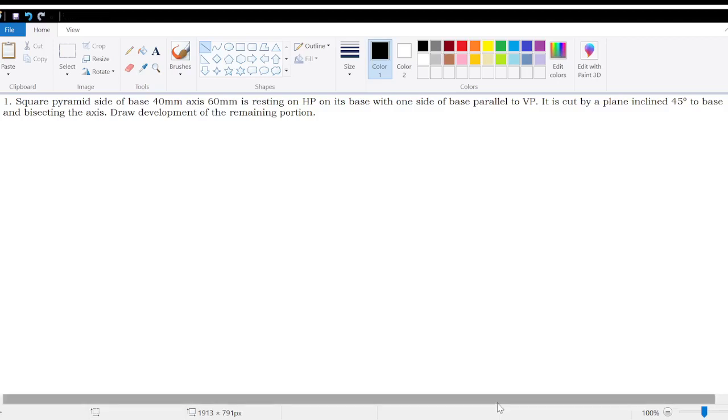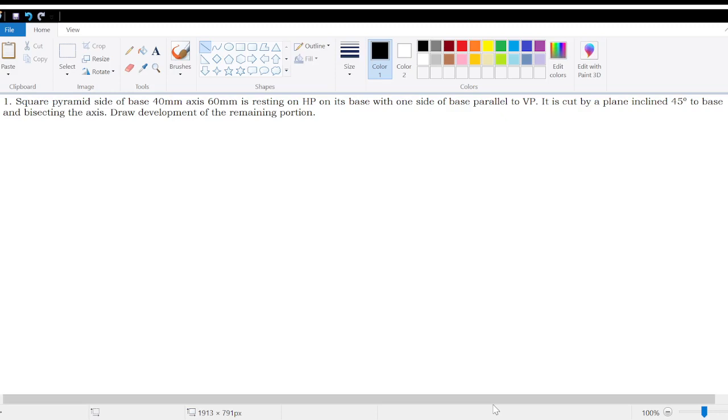Hello friends. In this class we'll be discussing a problem on development of surfaces. So basically you can expect questions from development of surface of either prisms or pyramids. If you look at a pyramid, you can see that the surfaces are made up of a combination of triangles, whereas a prism is made up of a combination of rectangles. If it is a cube, they are a combination of squares.